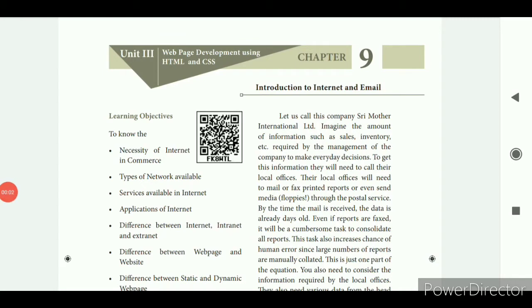Hello children, the next chapter we are going to see is chapter 9, Introduction to Internet and Email, that is unit 3, web page development using HTML and CSS. In unit 3, the first chapter is Introduction to Internet and Email.